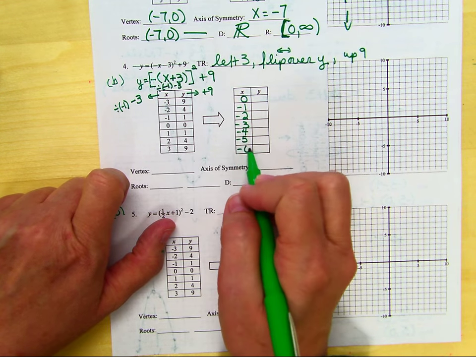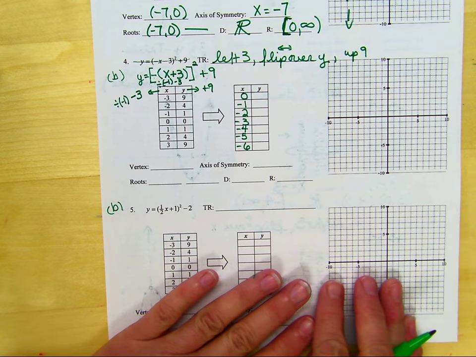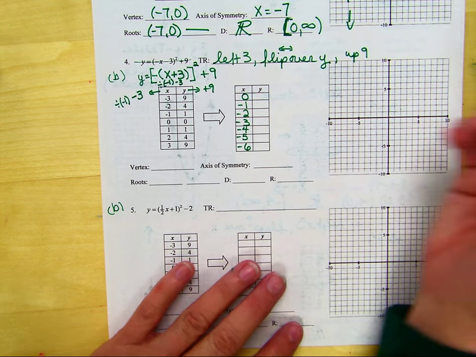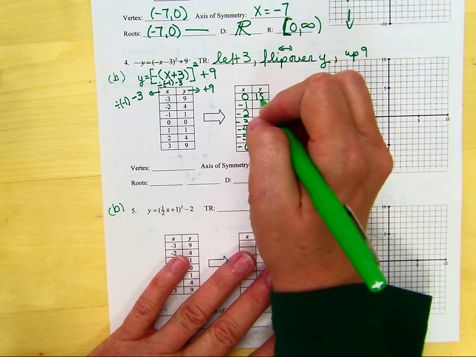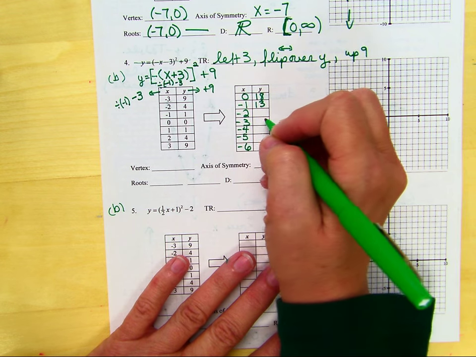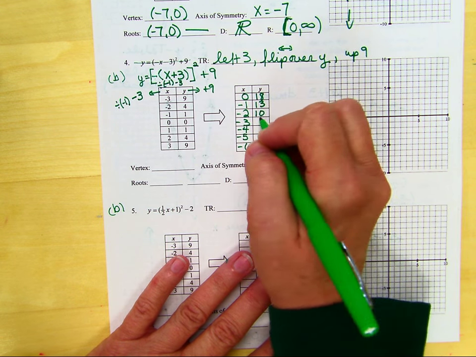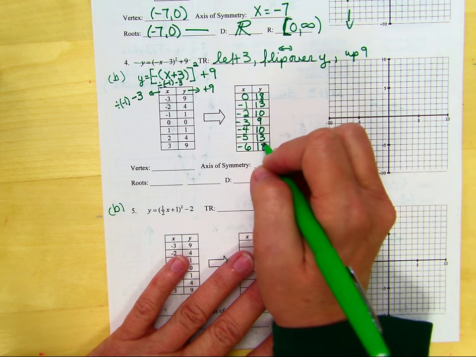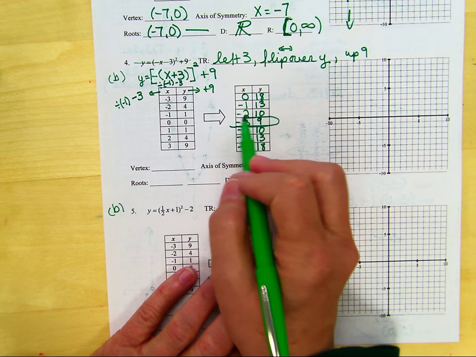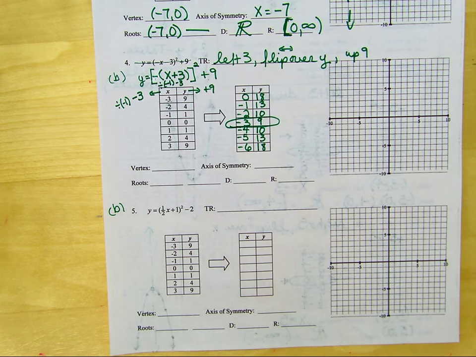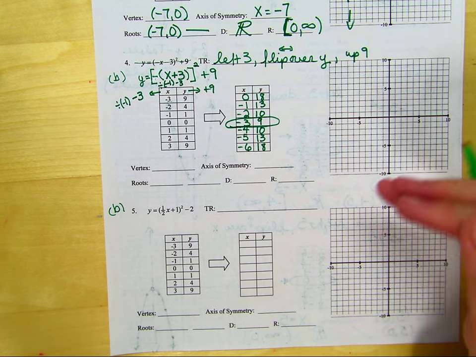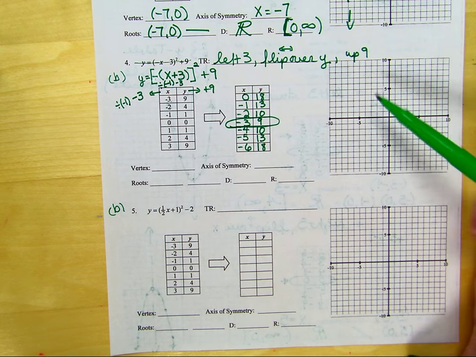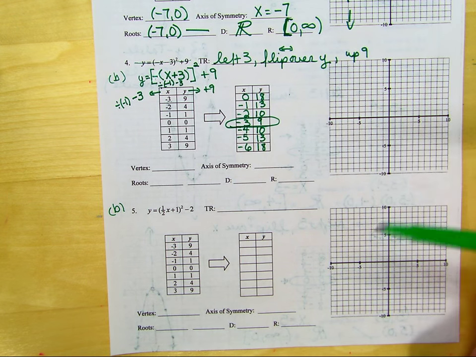Okay. All we're going to do to our y column is add 9. 9 and 9 is 18. 4 and 9 is 13. 10, 9, 10, 13, 18. Here's my vertex right there where it changes direction. All right. If we use this 10 by 10 grid, we're going to lose 2 at each end. That's not acceptable. We're going to have to change what we're going to do.